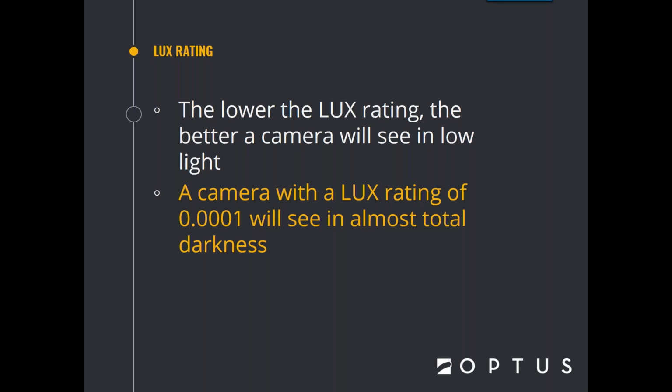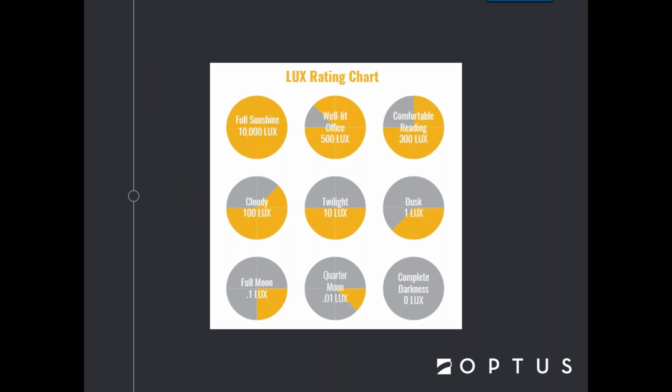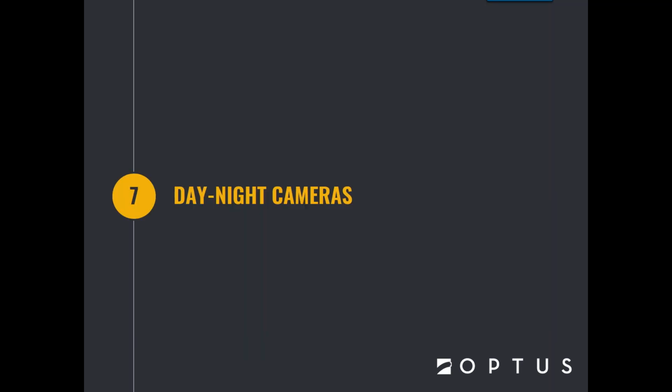Moving on to lux rating. So a lux is just a measurement. It's the amount of light that's given off by one candle in a 1 meter space. So that is what a lux, the measurement is. If you see a lux rating on a camera, the lower the lux rating, the better a camera will see in low light. If you see a very low lux rating, so you'll see that 0.0001, that camera will see in almost total darkness.